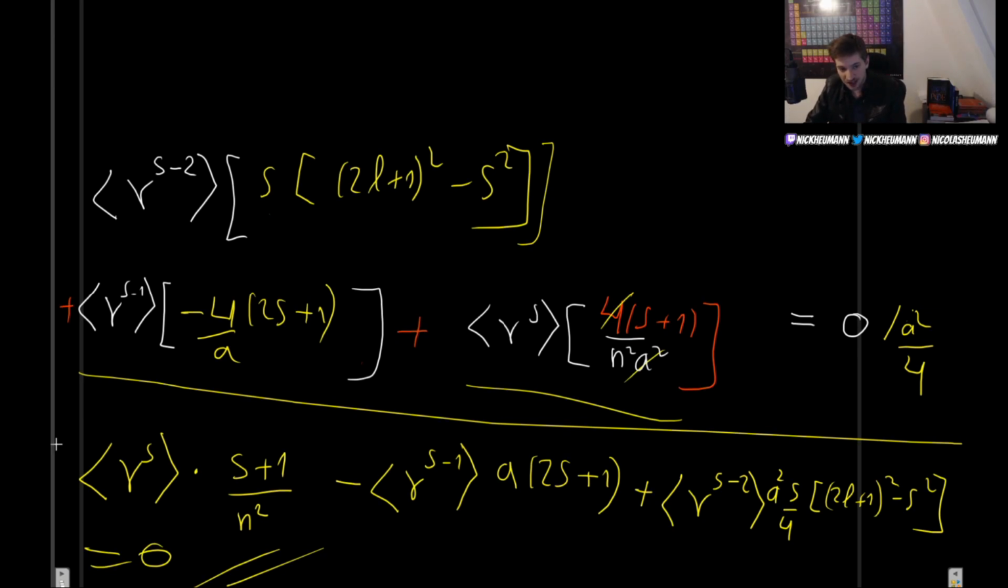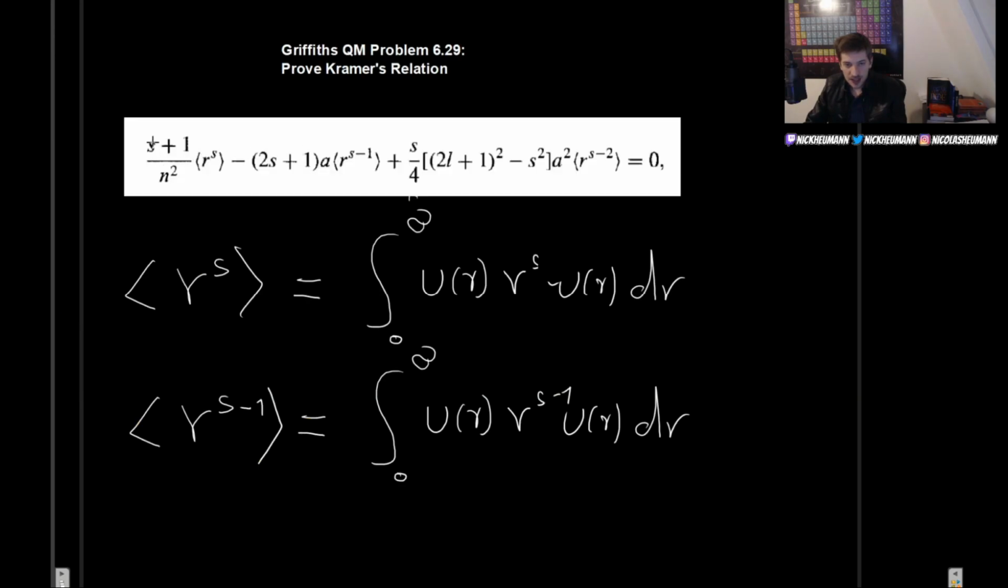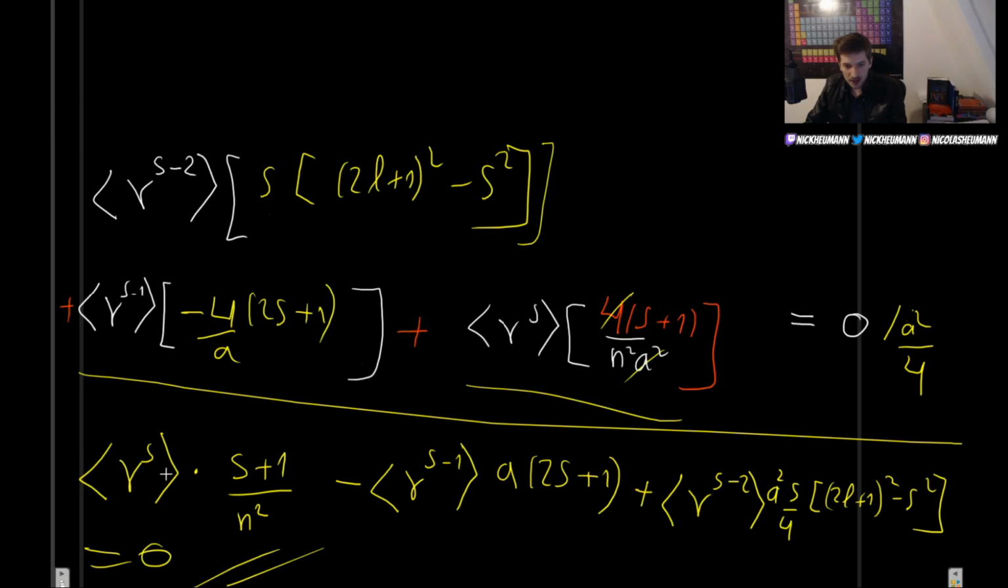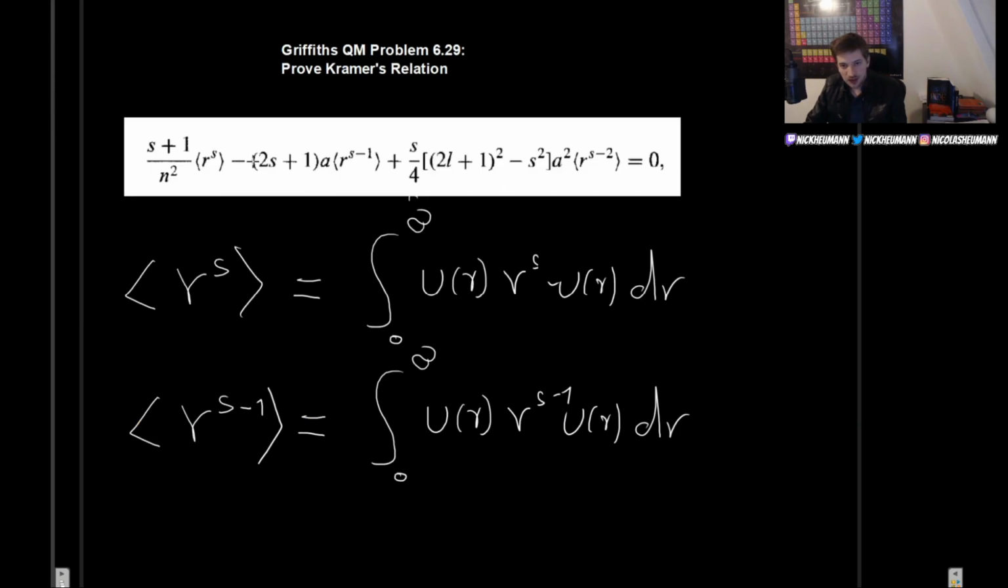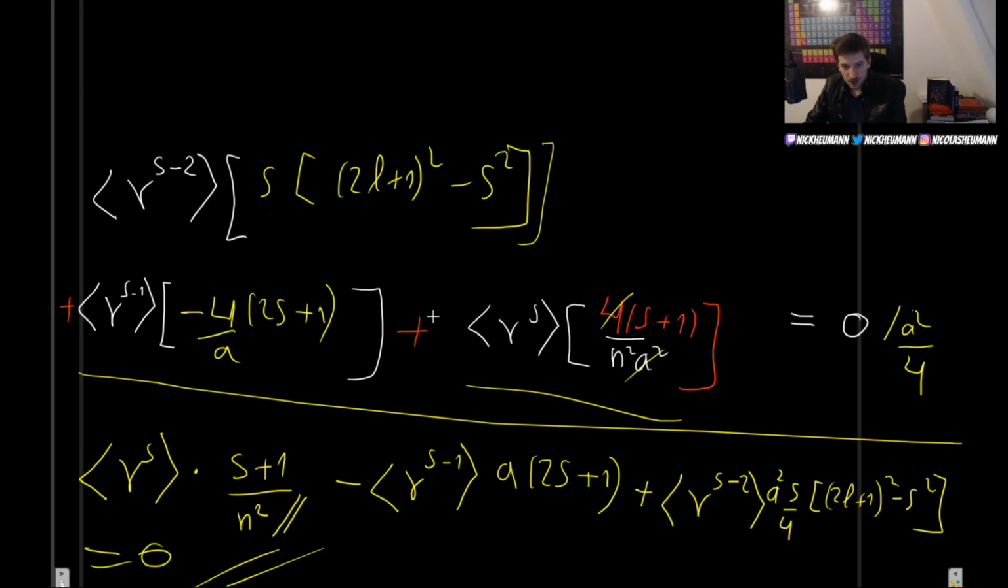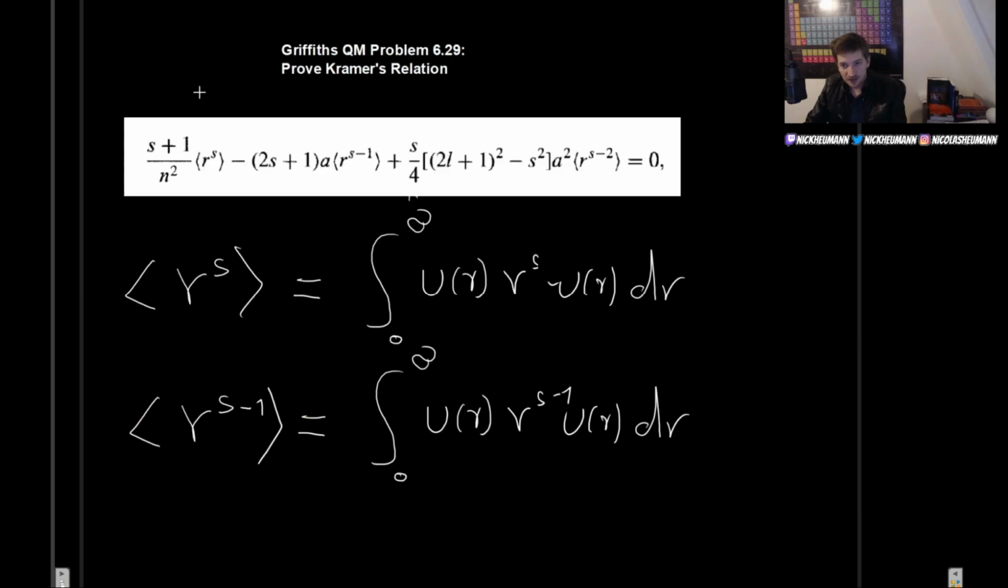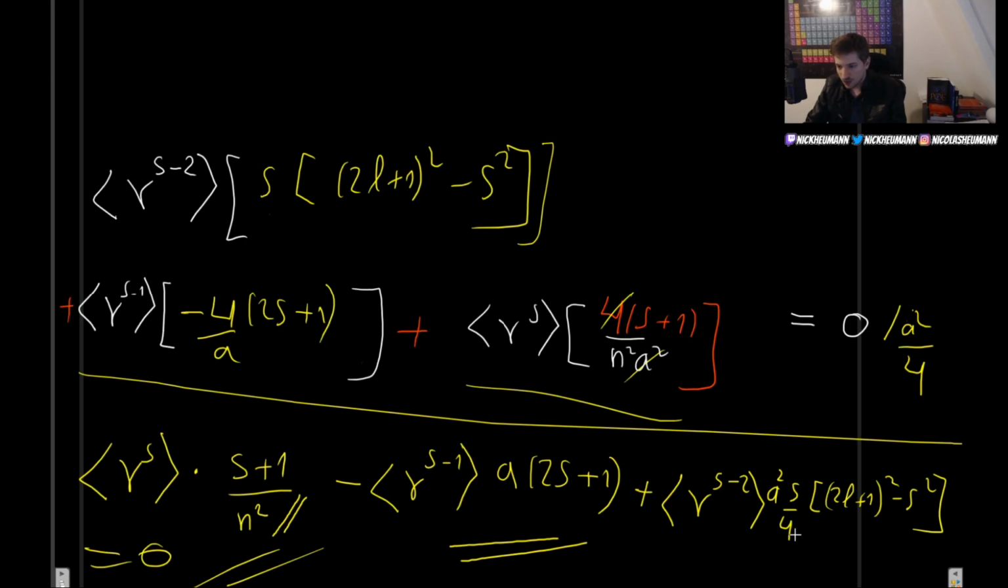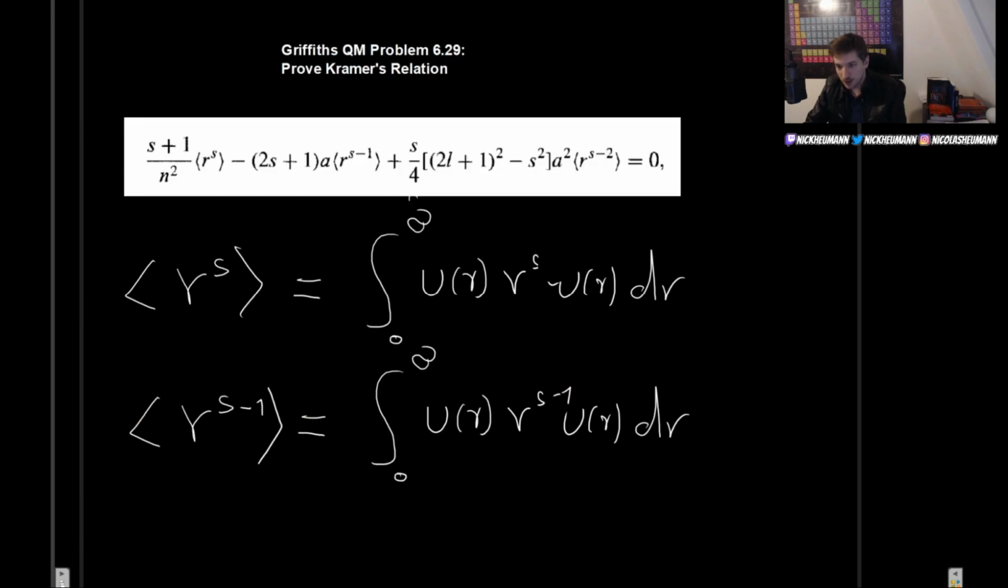Let me now double check that I'm not lying to you. Let's go. So it's s plus 1 over n squared, s plus 1 over n squared. That one is correct. Minus 2s plus 1 times a, minus 2s plus 1 times a. That one is correct as well. And finally, it's supposed to be s over 4 times a squared times 2l plus 1 squared minus s squared. Yes, it is correct. Woo!